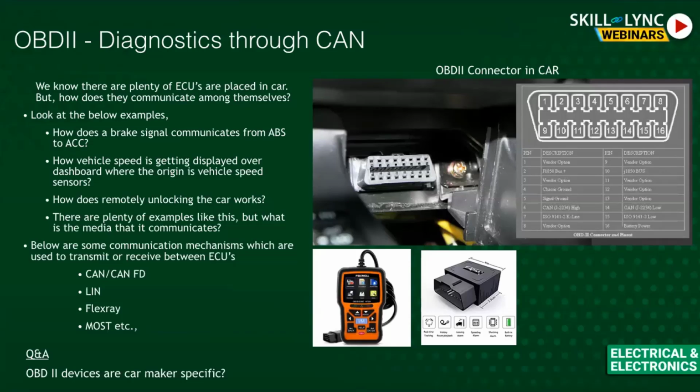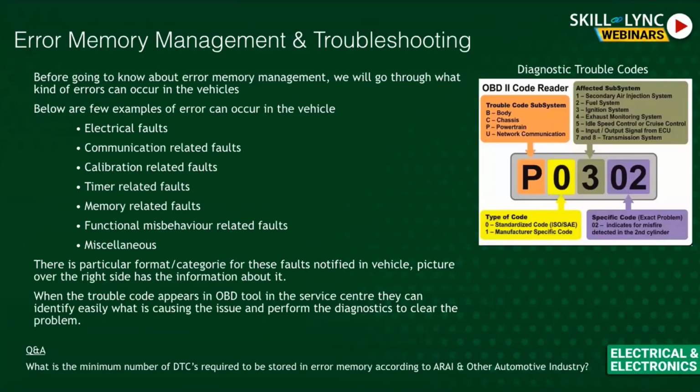So these are all diagnostics through CAN in the car. This is the connector, which looks like a 16-pin connector. And error memory management, I was talking about different errors, right? How exactly the errors are classified. So here you can see the right side diagram.